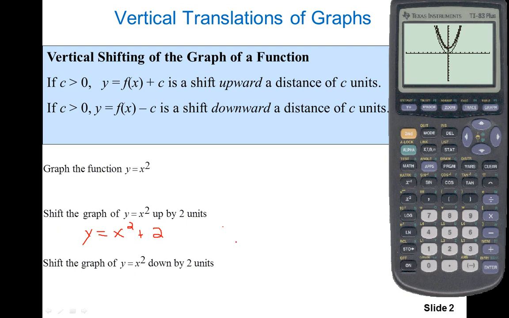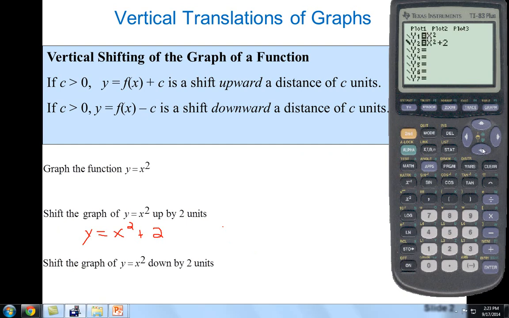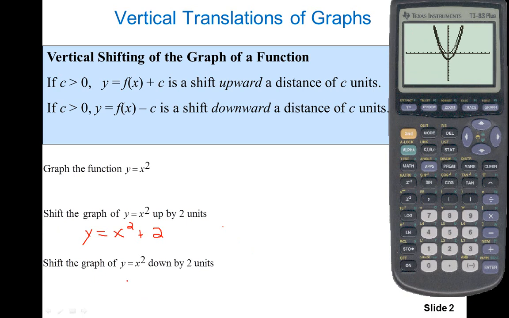Next, we're asked to shift the graph of y equal to x squared down by 2 units. So I'll simply subtract the constant of 2 from my squared function. So I'll go back to y sub 2. I'll simply change my addition to a subtraction. And if I regraph, notice that my graph has been shifted downward by a distance of 2 units. Therefore, the equation for my graph is y is equal to x squared minus 2.